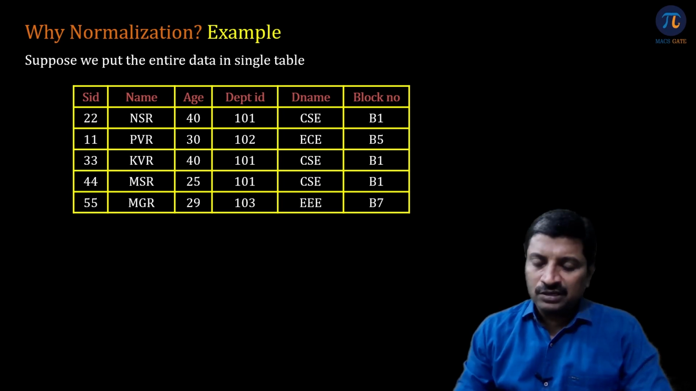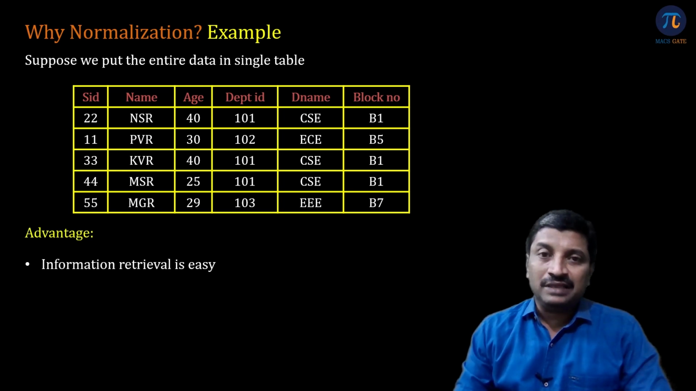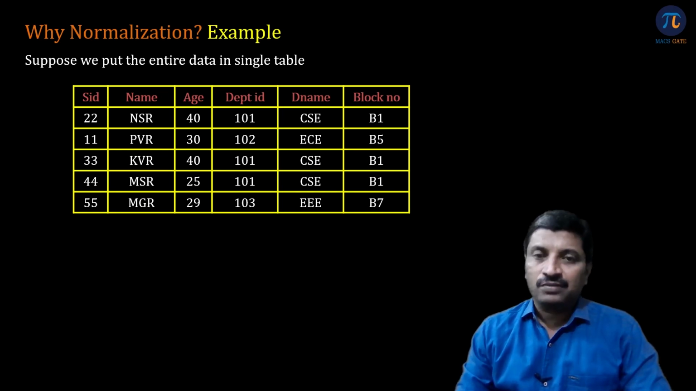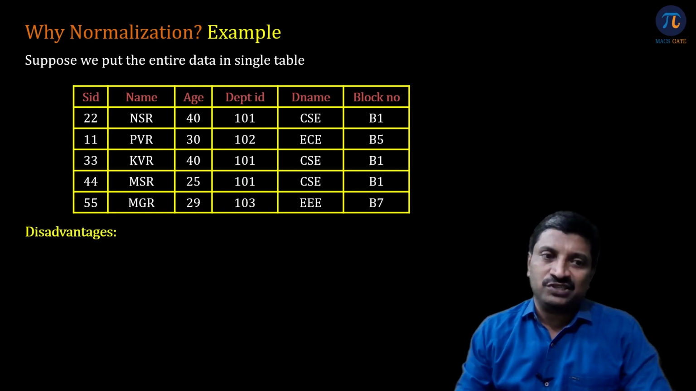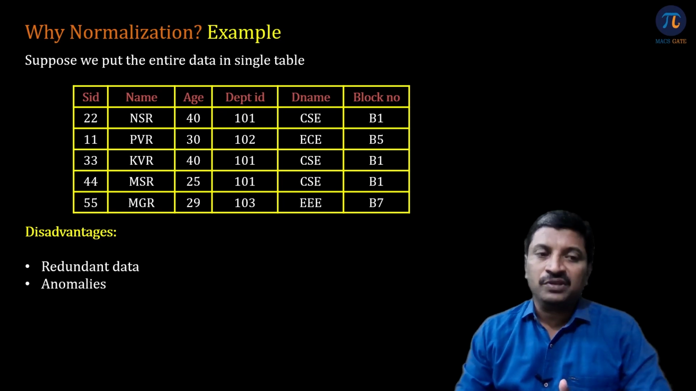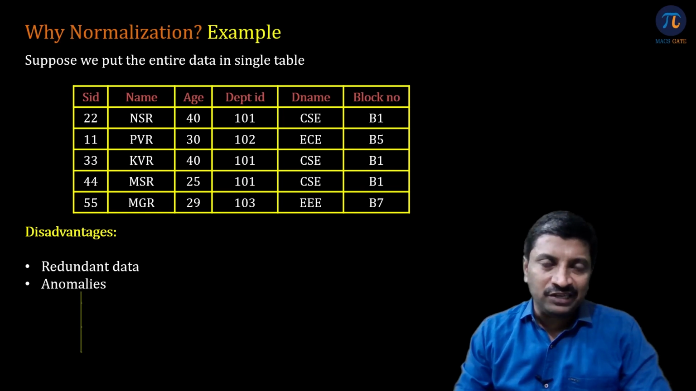Then if we put the entire data in a single relation, what are the advantages and what are the disadvantages? The main advantage is the information retrieval is easy because the entire data is stored in a single relation. Then what are the disadvantages? The first one is redundant data. Redundant data means duplication of data. The second one is anomalies. Anomalies are mainly three types.